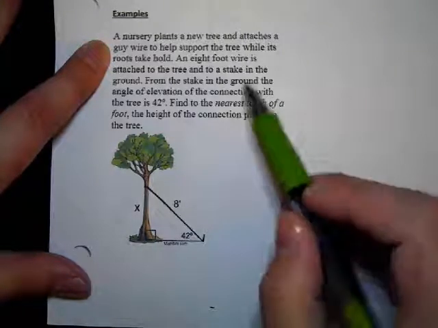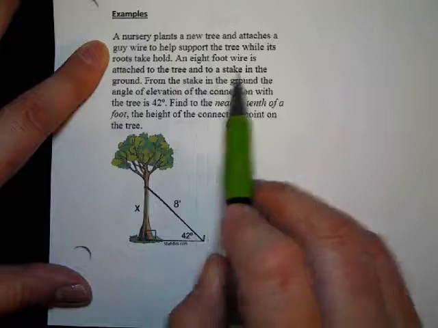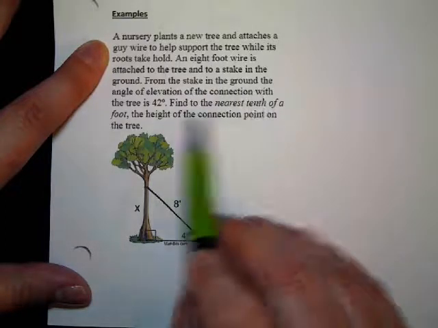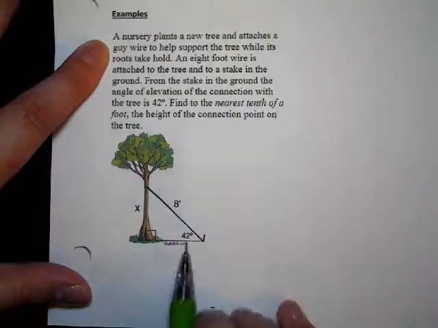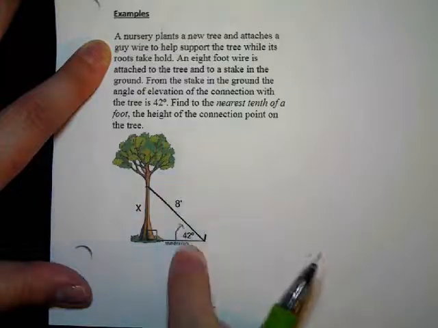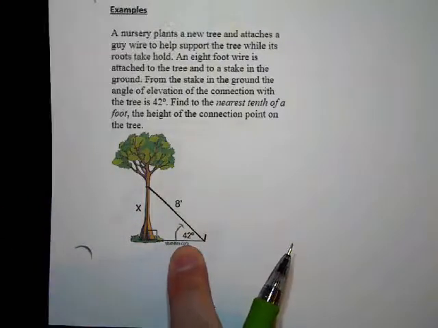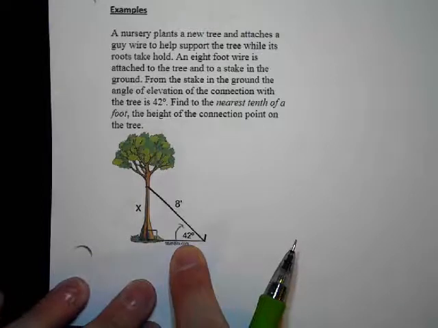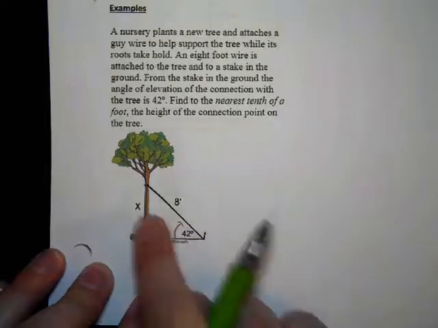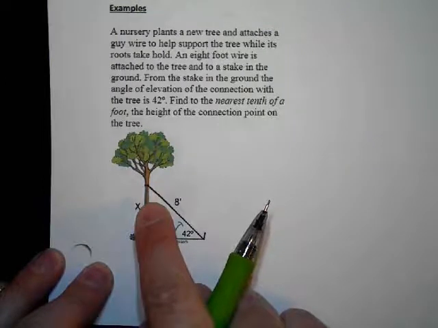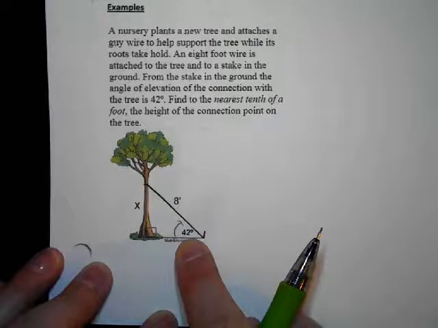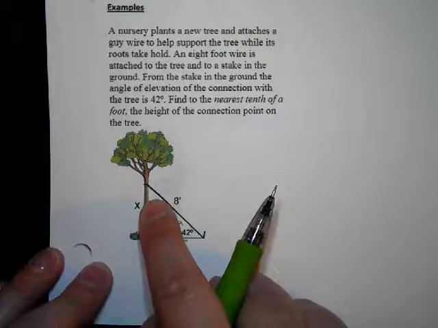An 8-foot wire is attached to the tree and to a stake in the ground. From the stake in the ground, the angle of elevation of the connection with the tree is 42 degrees. So you can see this is the part where it goes straight out and up. Do you guys see that? So that's the angle of elevation. That's what they labeled in the picture. The reason that has to be the angle drawn is because this angle up here is not straight out and up. So this is the angle that they're talking about, and this is not.